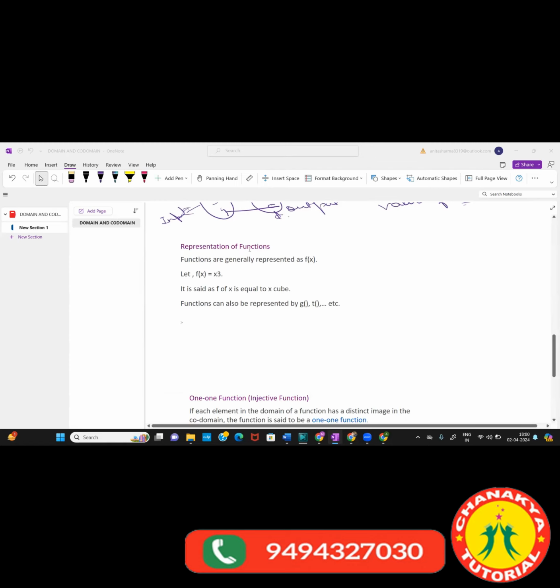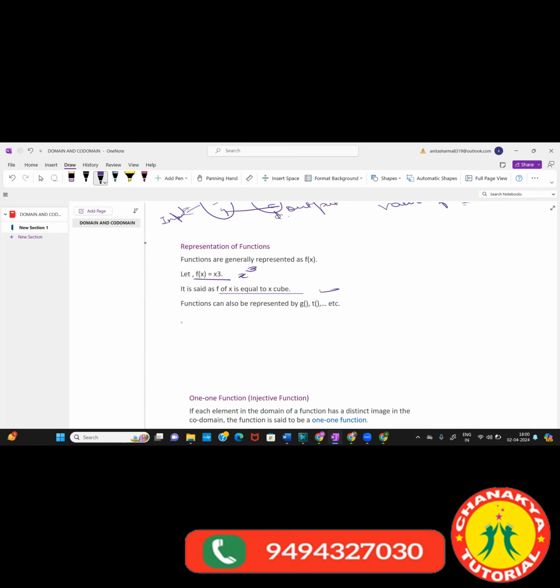Now see the representation of functions. How will you represent a function? Functions are generally represented as f(x). It means it is a function of x, which means the values of the function are in terms of x. See here, f(x) is equal to x cube, not x3, it is x cube. So it is said that f of x is equal to x cube.